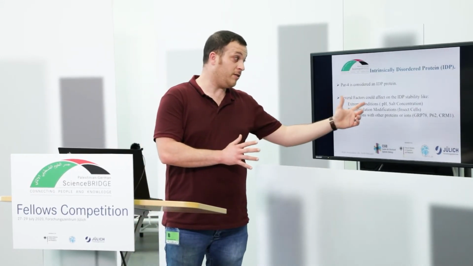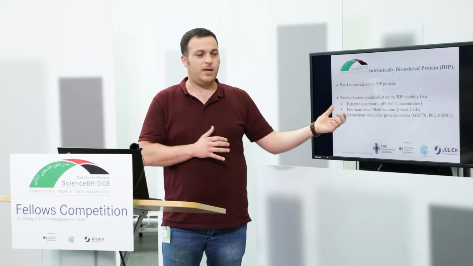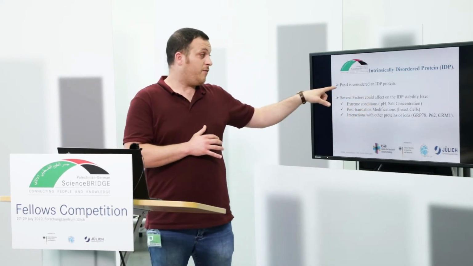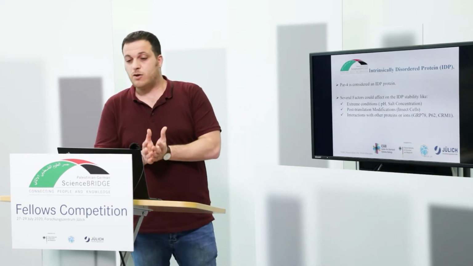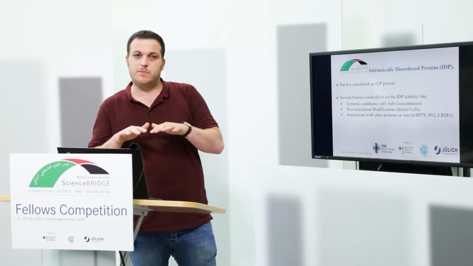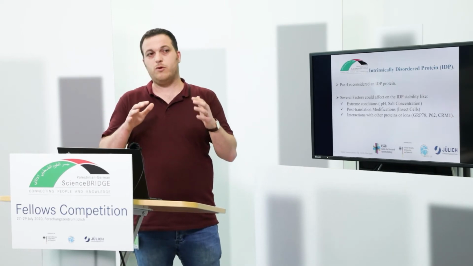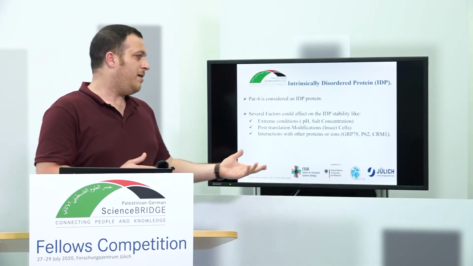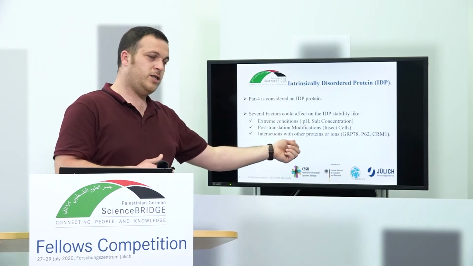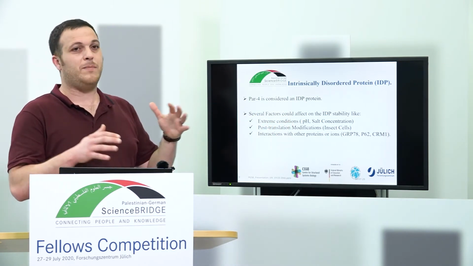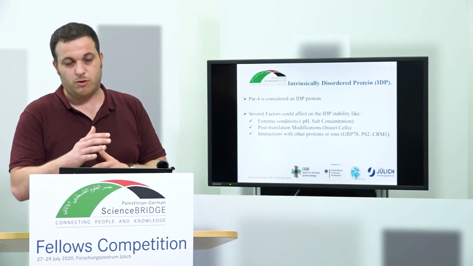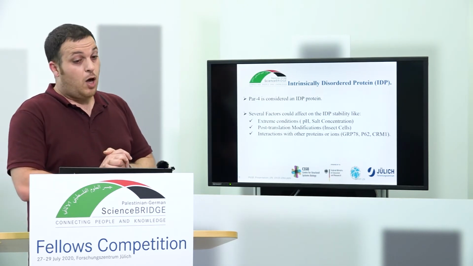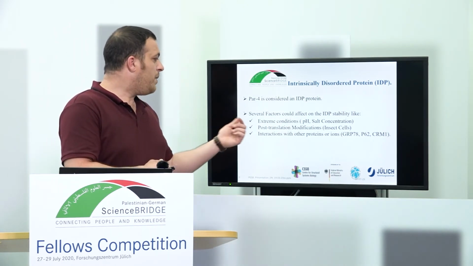Actually, we have extreme conditions, meaning low pH and high salt concentration, because Par-4 is an intrinsically disordered protein and the repulsion forces between its amino acids are high. So we want to decrease these repulsion forces with high salt concentration or pH, so that the net negative or positive charge is decreased, and the repulsive forces will be decreased. Another factor may be post-translational modifications, such as glycosylation, phosphorylation, and sumoylation.